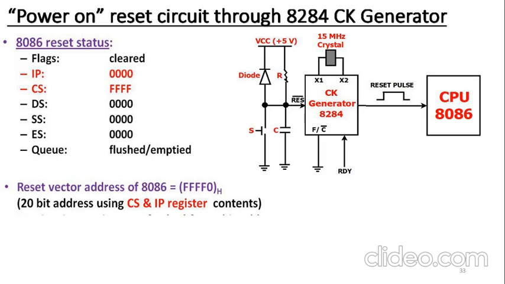So accordingly you can select the resistor and capacitor and adjust the reset pulse width to minimum 50 microseconds so that microprocessor 8086 will be properly reset. So this is the power on reset circuit operation here.